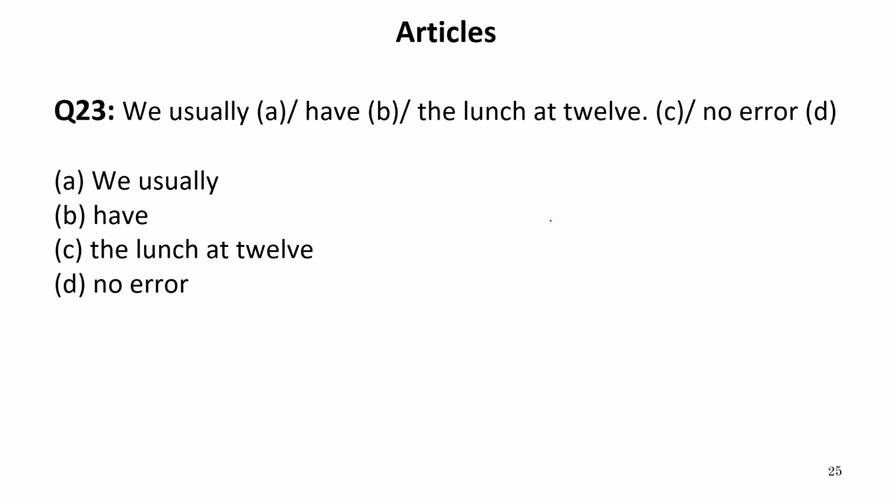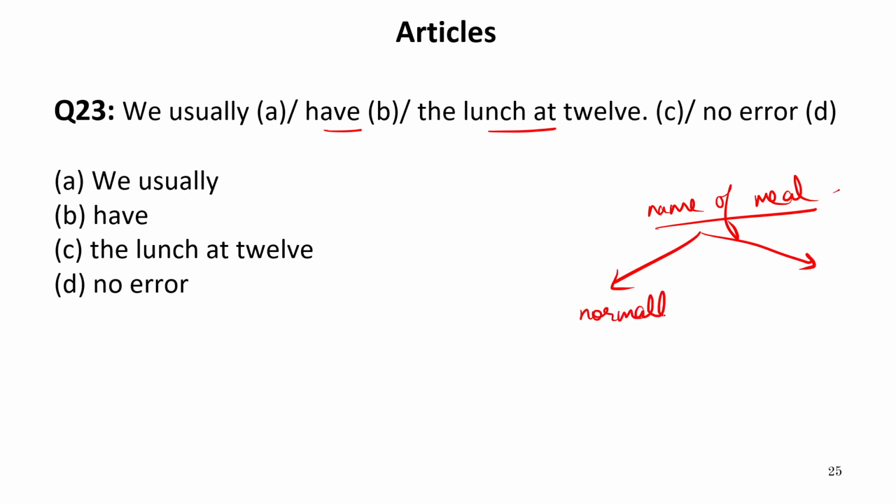Now let us move to the next one. We usually have the lunch at 12. Now, whenever there is a name of a meal, we should keep in mind whether we have taken this meal as a particular meal or usual meals. So whenever the name of the meal is talked about usually or normally, we do not use any article before it.